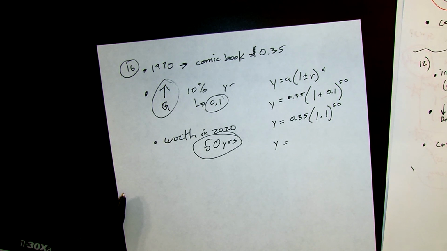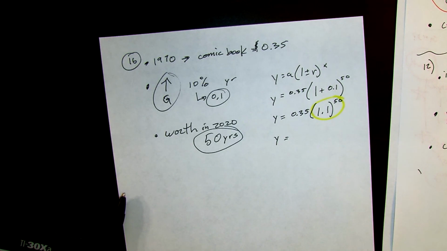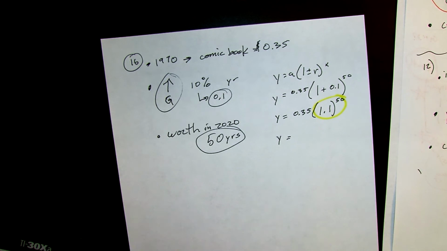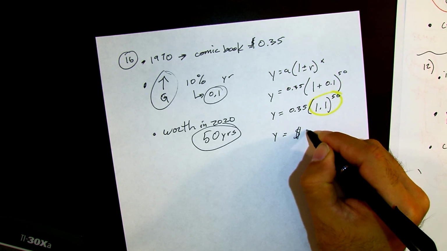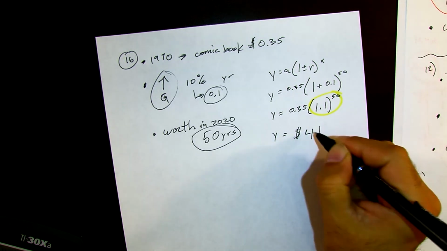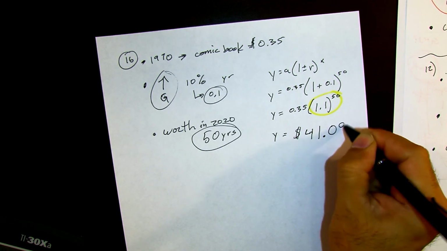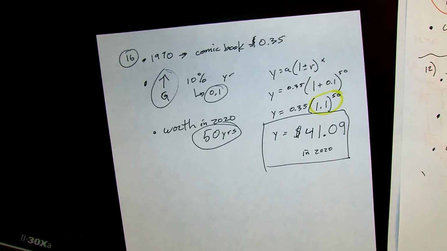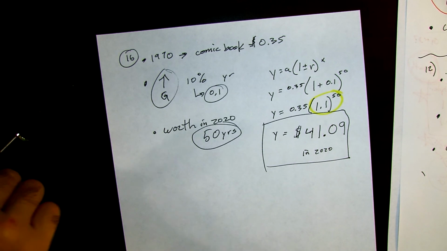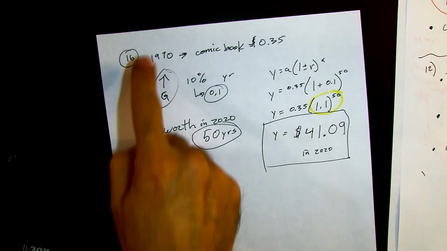So let's see, 1.1 to the 50. All right. Show me to the nearest cent, to the nearest hundredth. Remember, do this first. Because PEMDAS says we do exponents first, then we multiply. All right, final moments. Nice. Noah, perfect. Perfect. 41.09 in 2020.